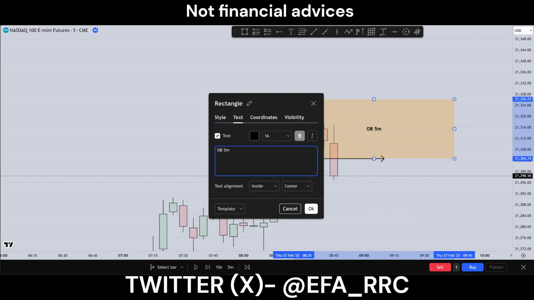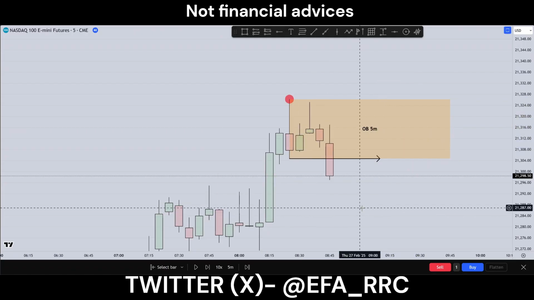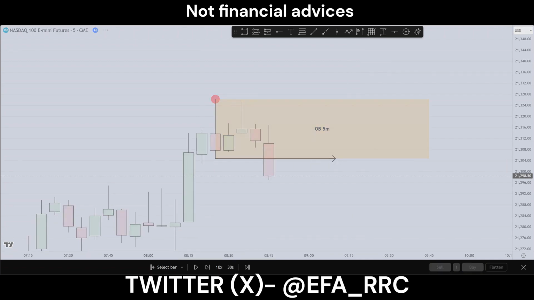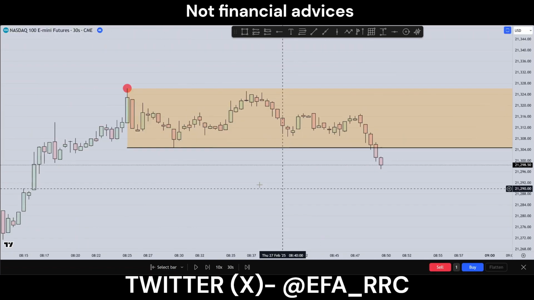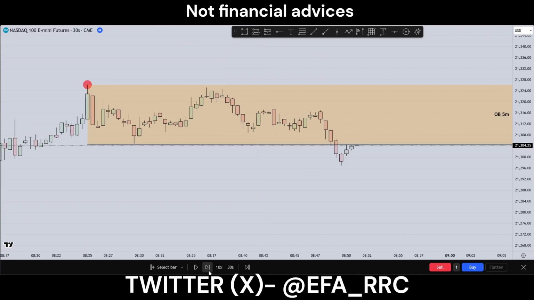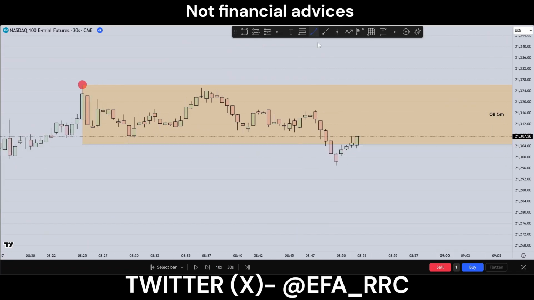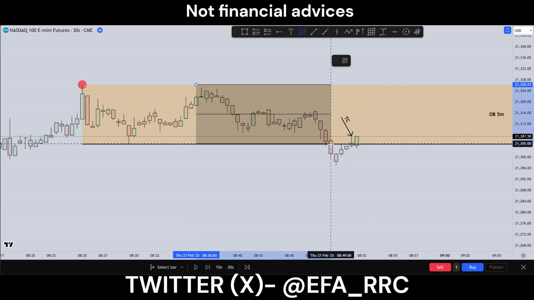It's on 5 minutes. And now we switch to 30 seconds and we just wait to tap this order block. Here is our tap candle. And as always, you can see in all my videos where I'm trading order blocks, I make a 50% level.